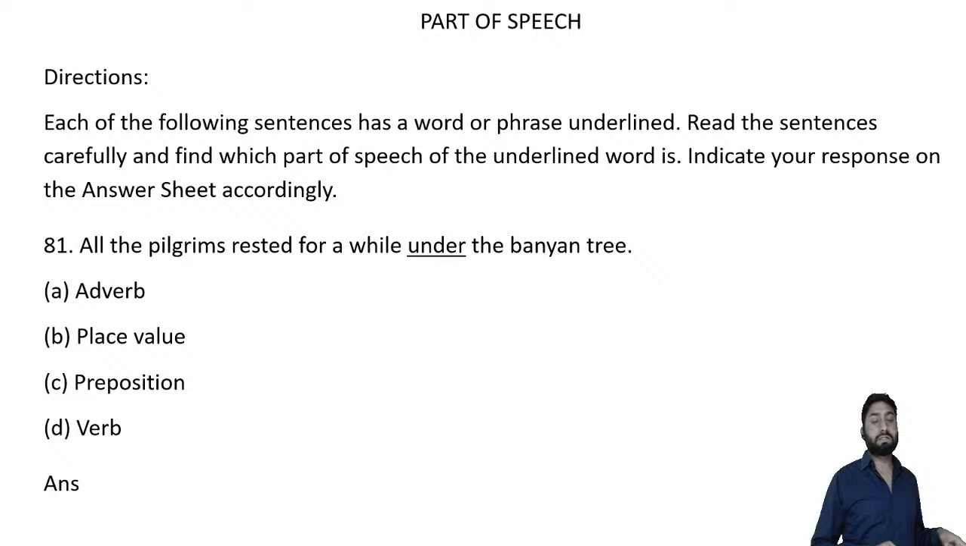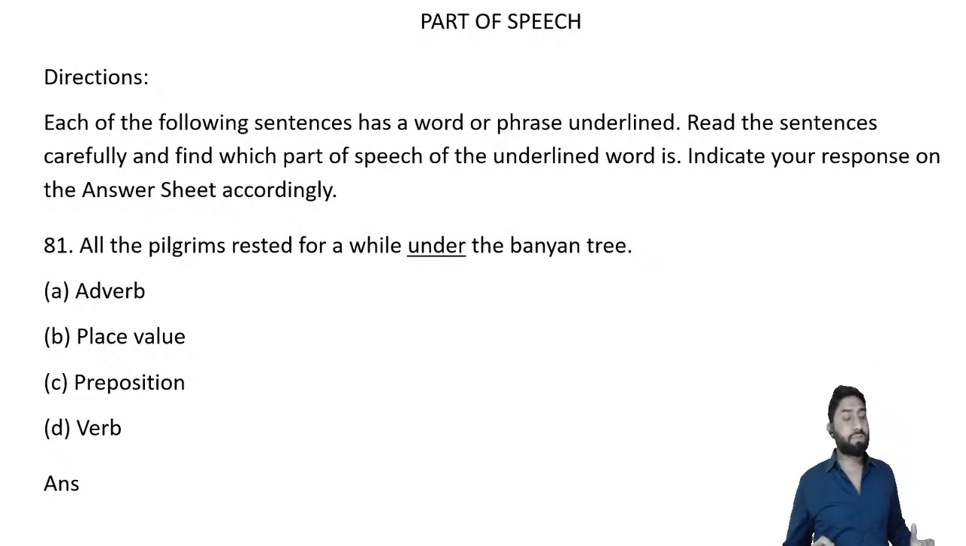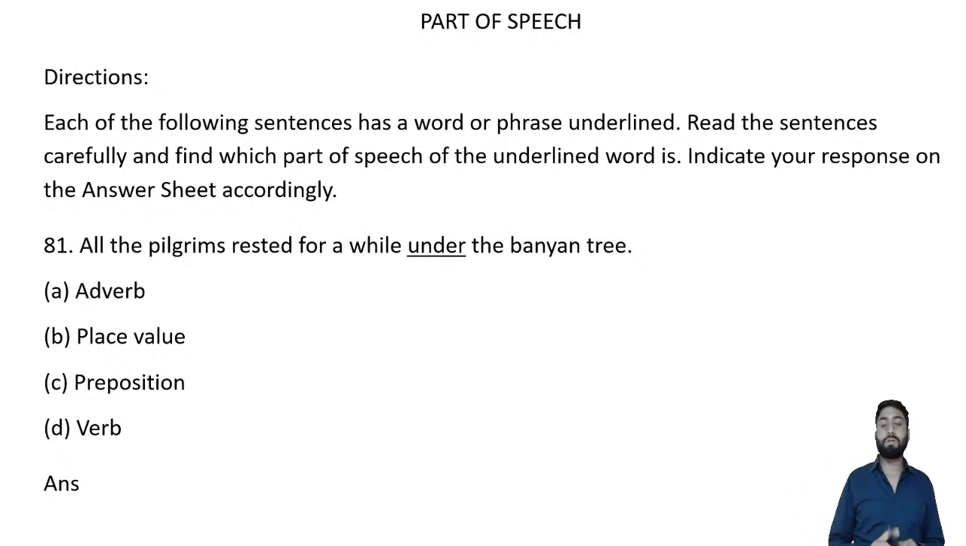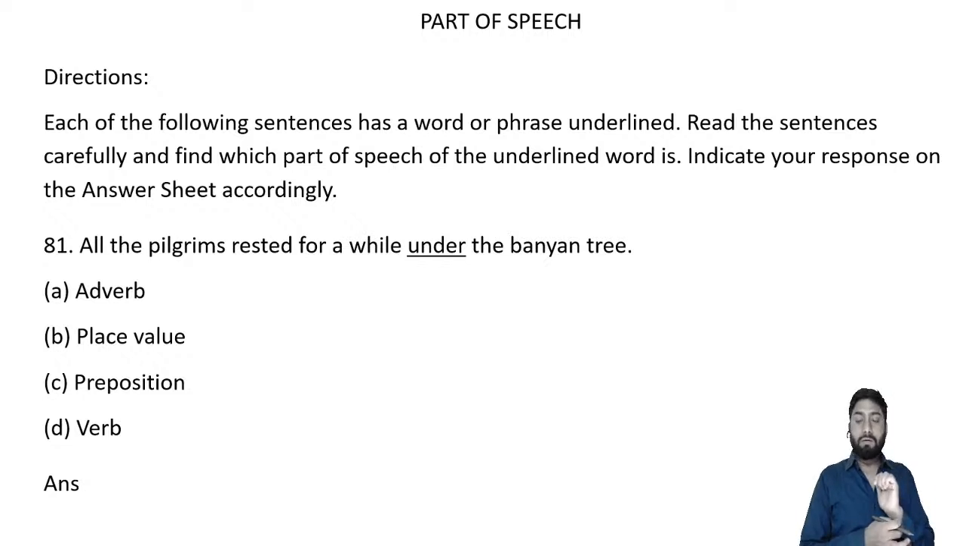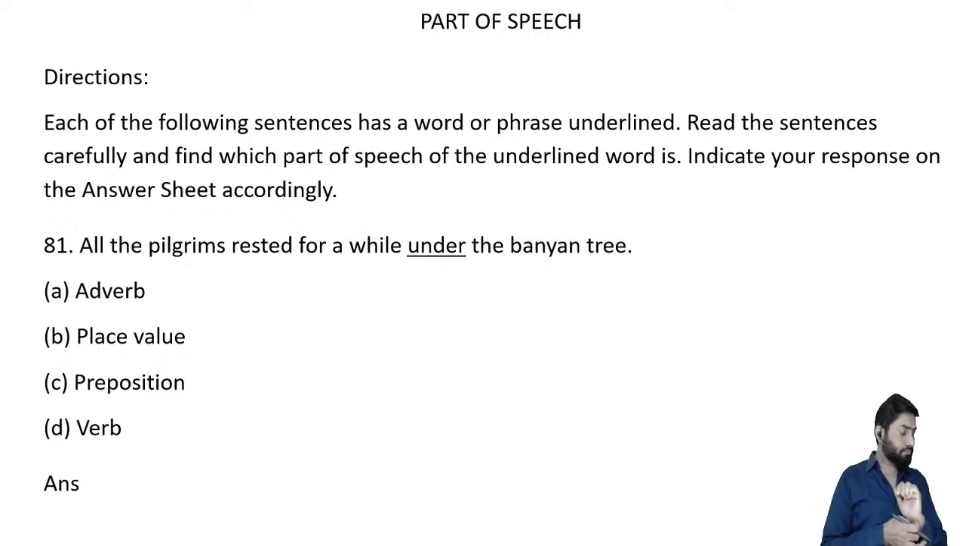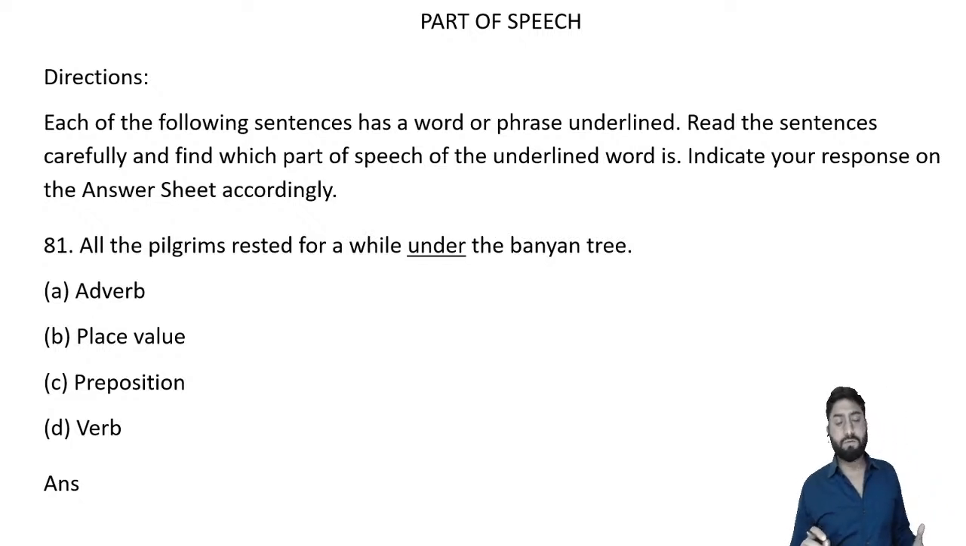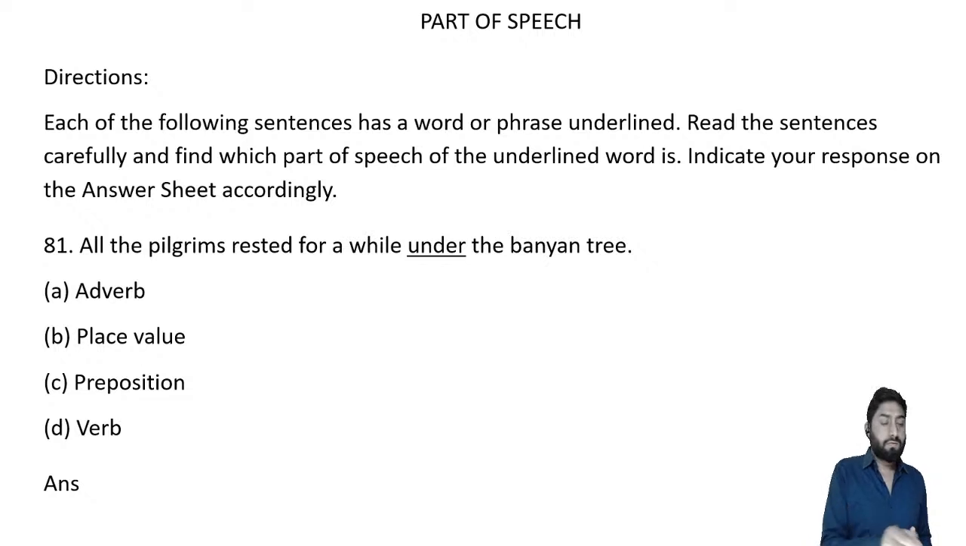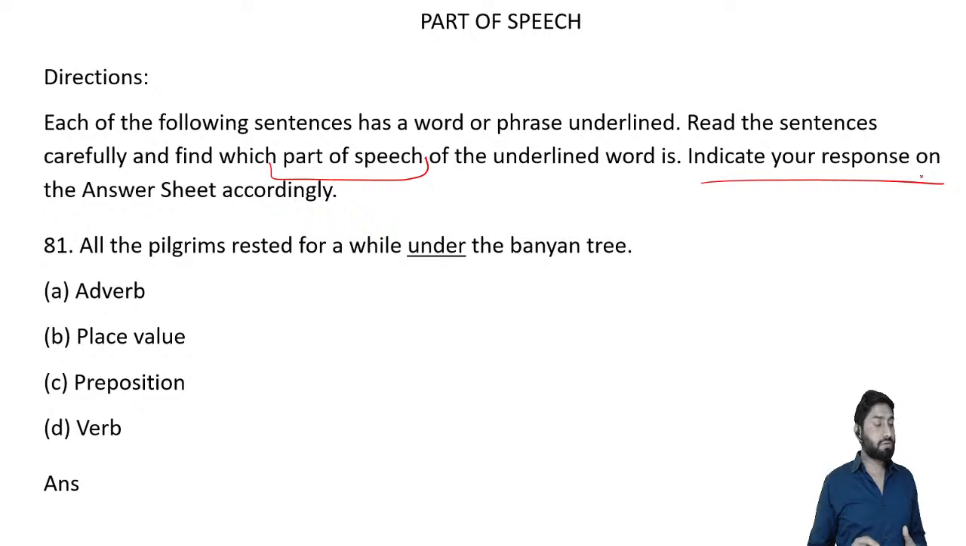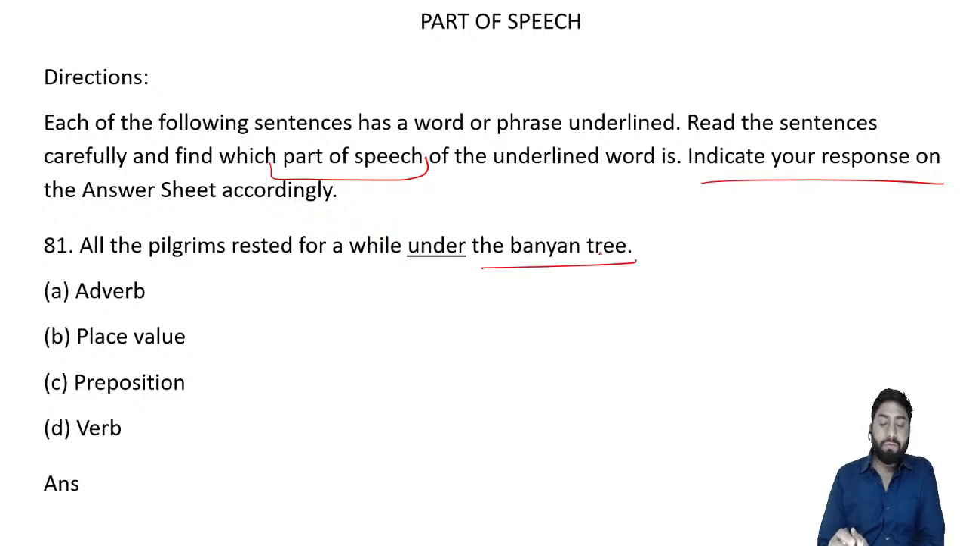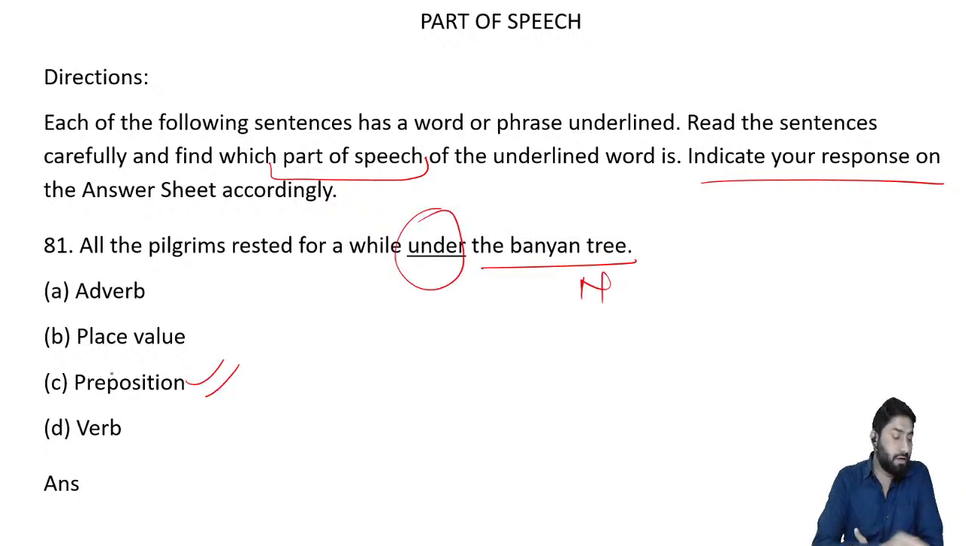So now let's discuss this. Let's read the instruction. Each of the following sentences has a word or phrase underlined. Read the sentences carefully and find which part of speech the underlined word is. That's what you have to mark and indicate your response on the answer sheet accordingly. So under the banyan tree, anyway, it's a noun. So under, right, is used as a preposition while under the banyan tree.